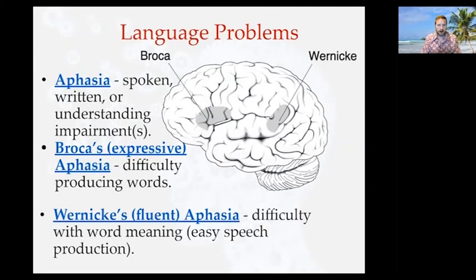So again, this is just review, but aphasia can occur. These are problems with speech. So you can have Broca's aphasia or Wernicke's aphasia. Remember, Broca's aphasia is difficulty producing words, and Wernicke's aphasia is difficulty with word meaning. So we're gonna watch a quick little video about aphasias as well.